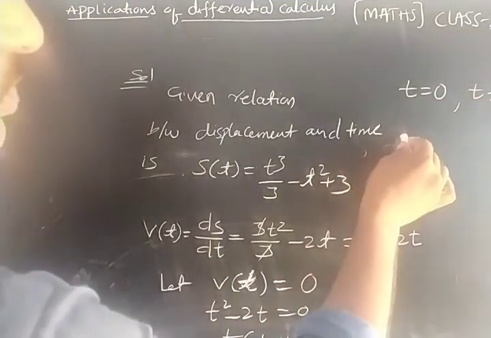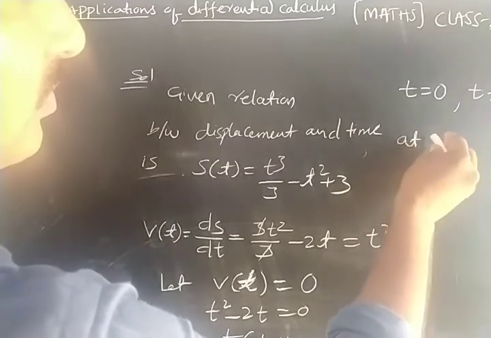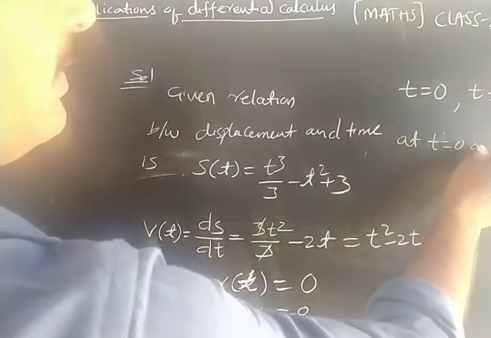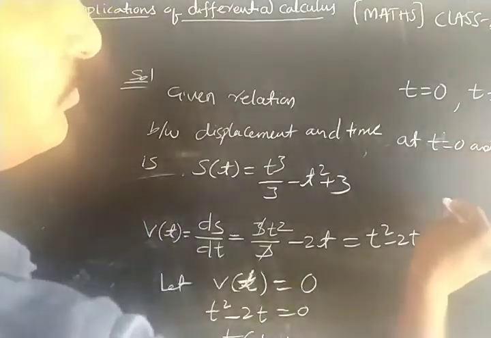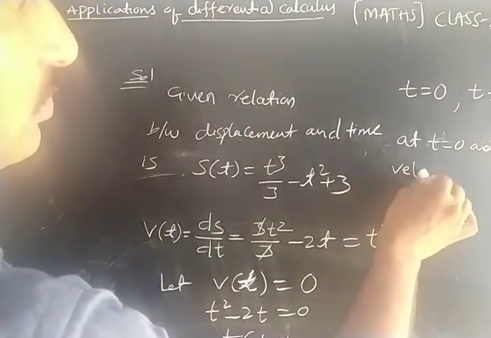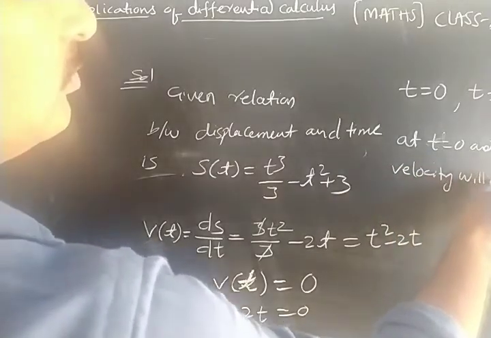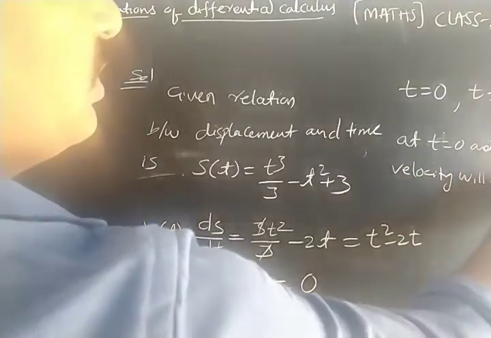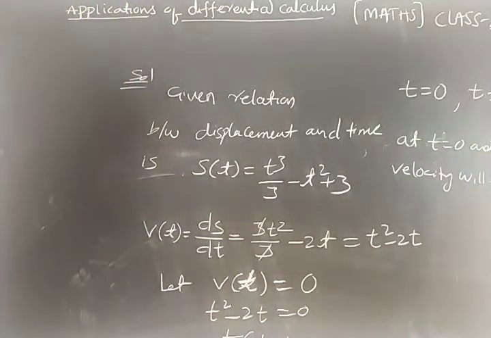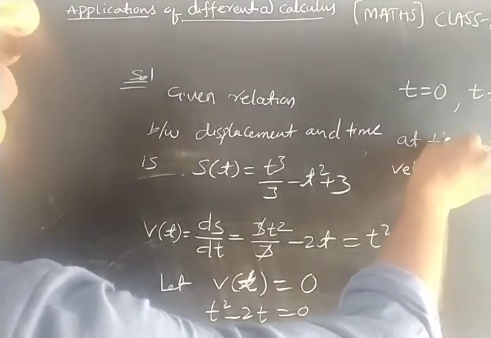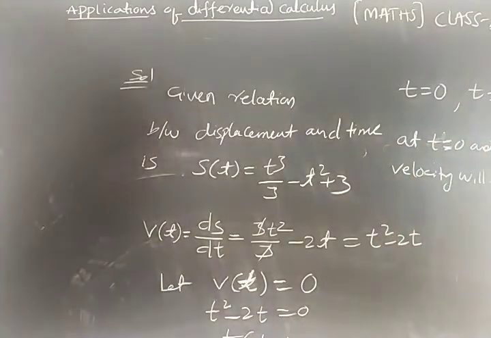So at t equal to 0 and 2, the velocity will be 0. At the starting point, at the starting time, before the particle travels, the velocity is 0. After 2 seconds, the particle will be stopped. At that time, velocity will be 0.